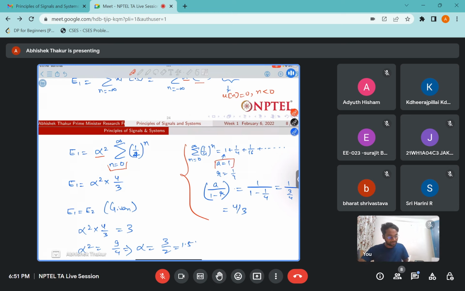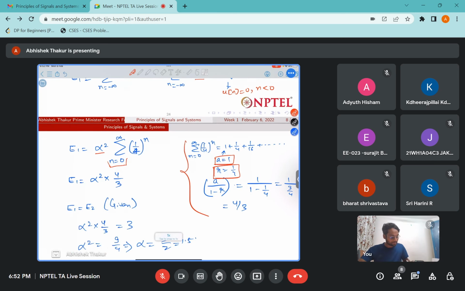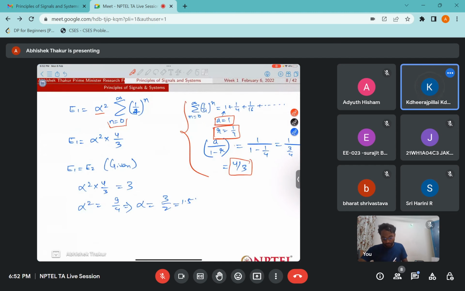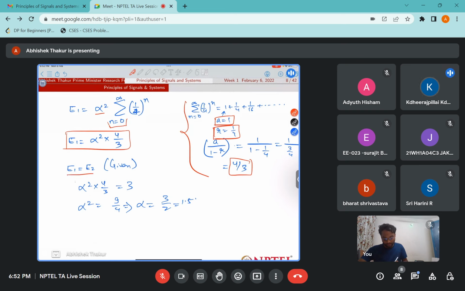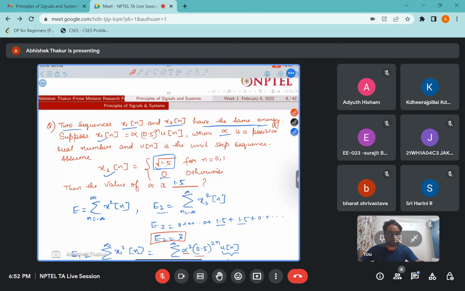This is just a GP series. Here the first term is a equal to 1, and the ratio between the first and second term is 1 by 4. The summation of this kind of series is a by 1 minus r, so we get 1 by 1 minus 1 by 4, that is equal to 4 by 3. So the energy of the first signal is alpha squared into 4 by 3. Equating with 3, you get alpha equal to 1.5. Okay. Thank you, sir.